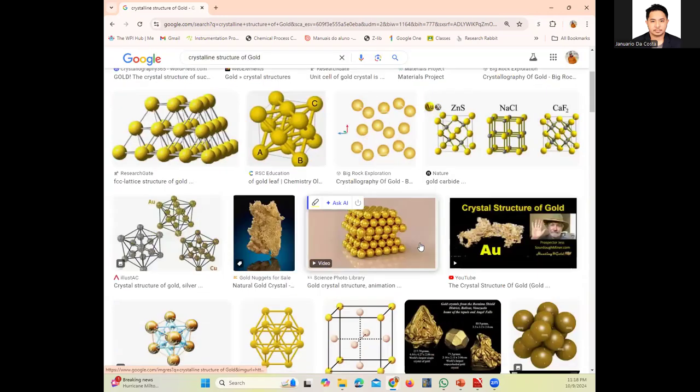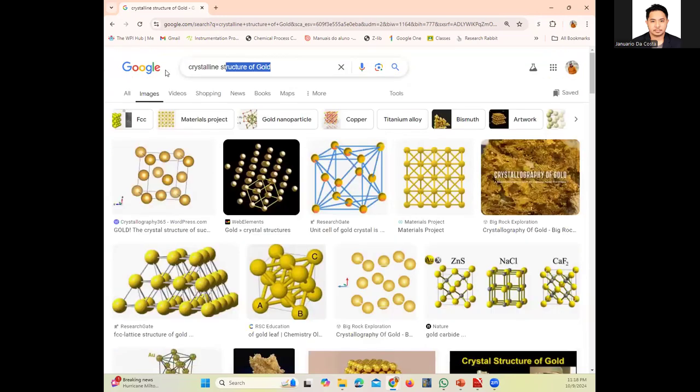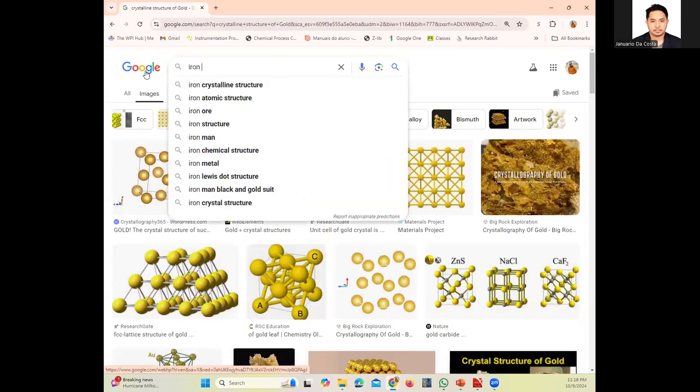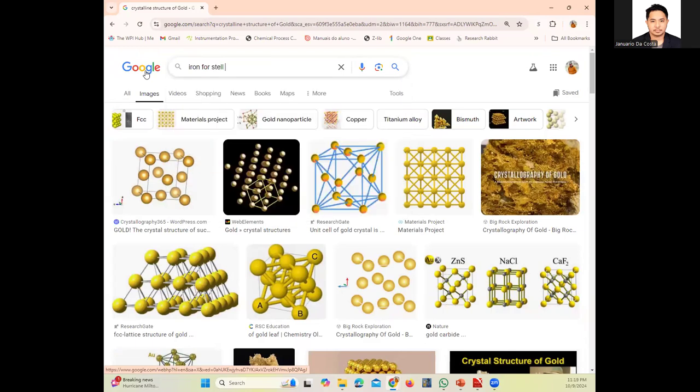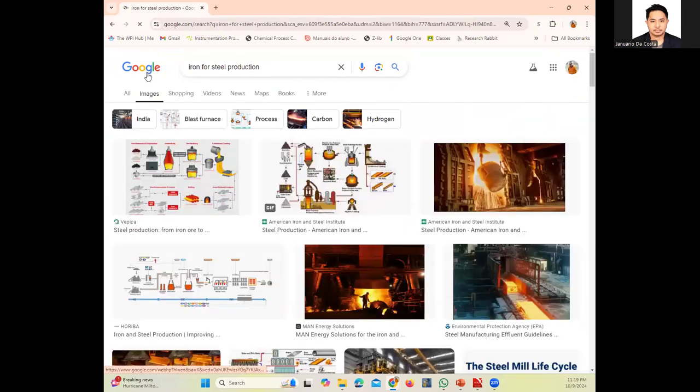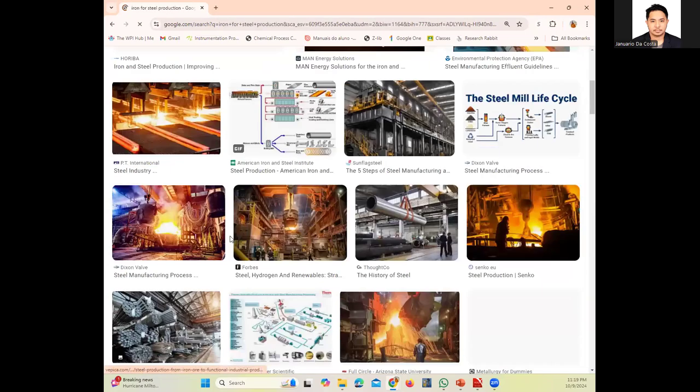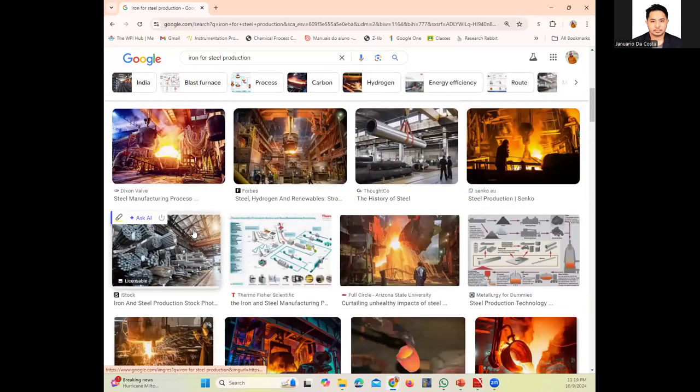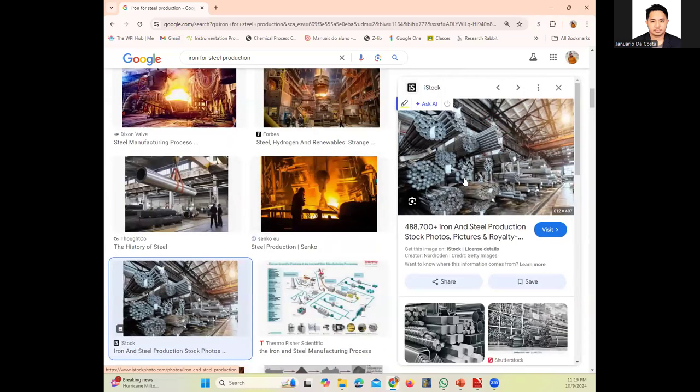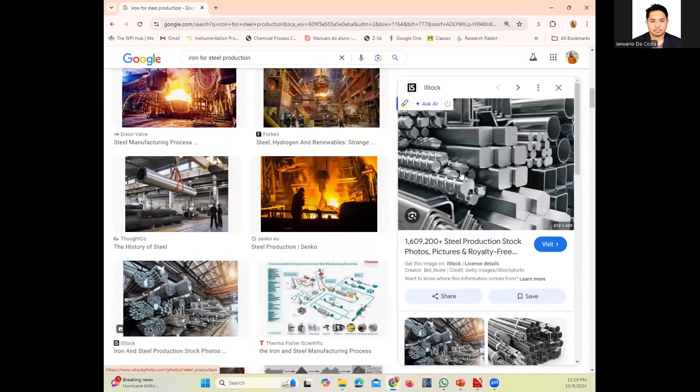So those are examples of metallic bonding. Iron ore. Iron for steel production. That's iron, yeah. Or something like that. But steel is already an alloy.